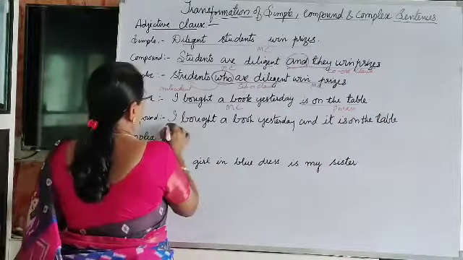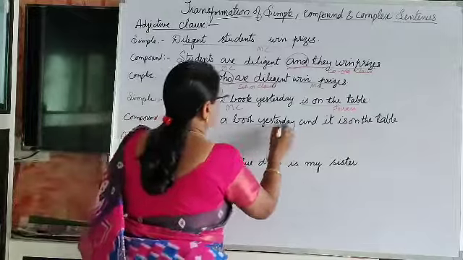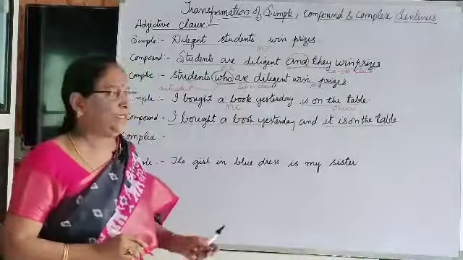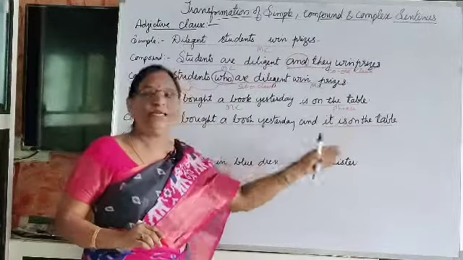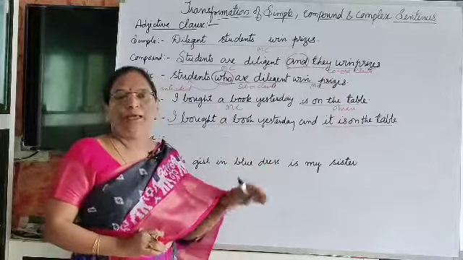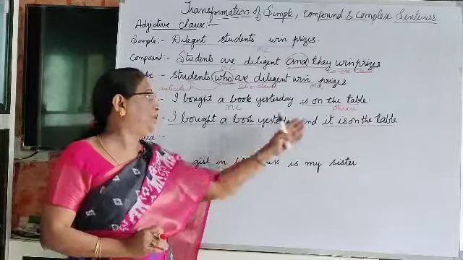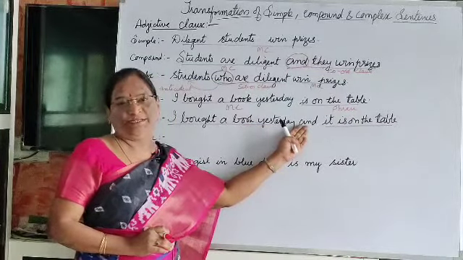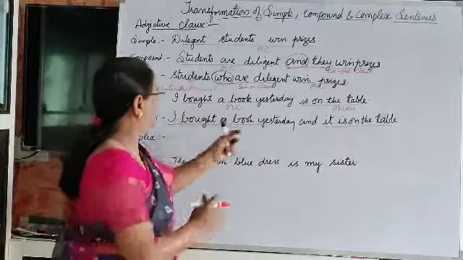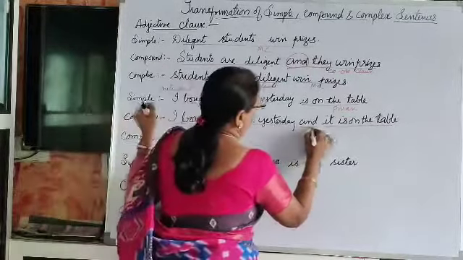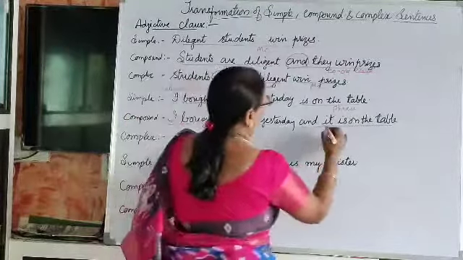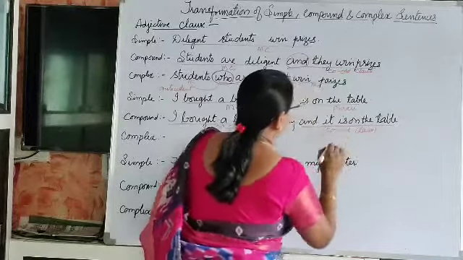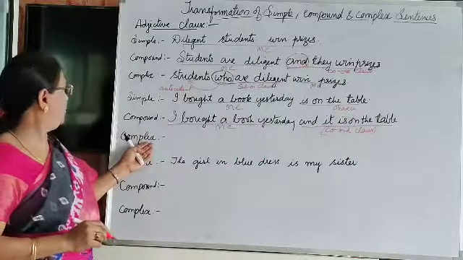table. See, I bought a book yesterday is an independent sentence. It is on the table is also an independent sentence. Both sentences separately have their own meaning. But in a compound sentence, we join these two sentences by using a conjunction, that is, a coordinate conjunction. So, I bought a book yesterday is the main clause, and it is on the table is the coordinate clause.